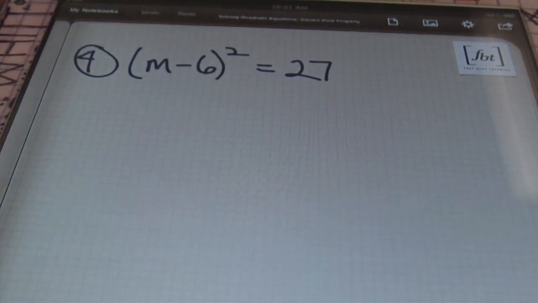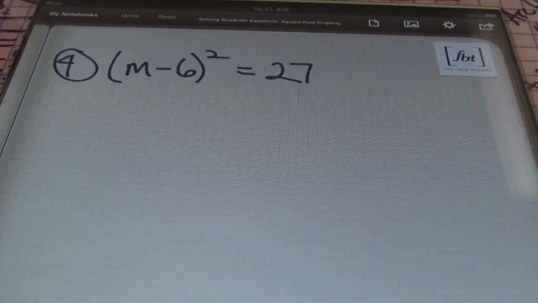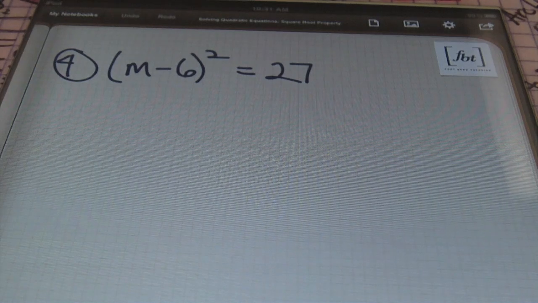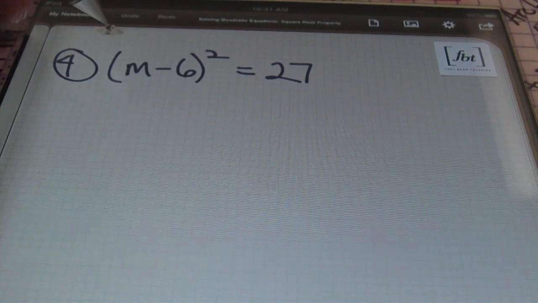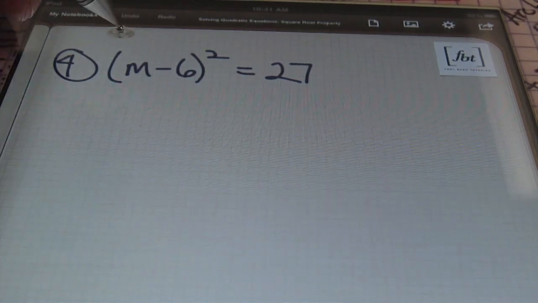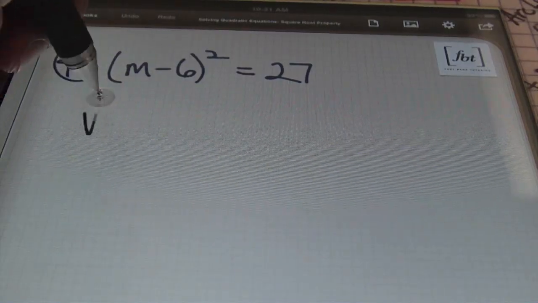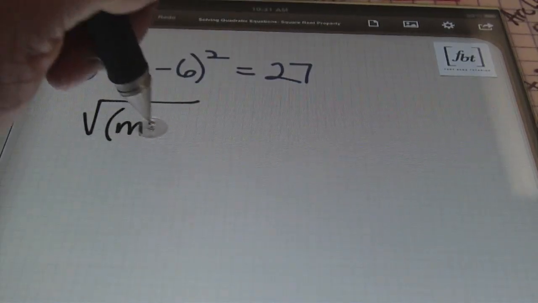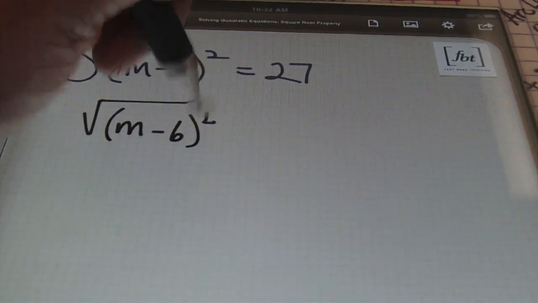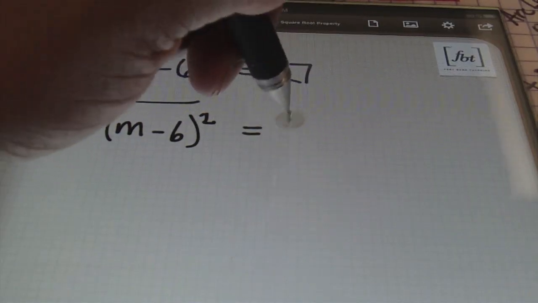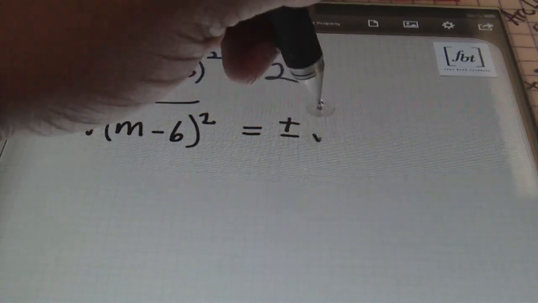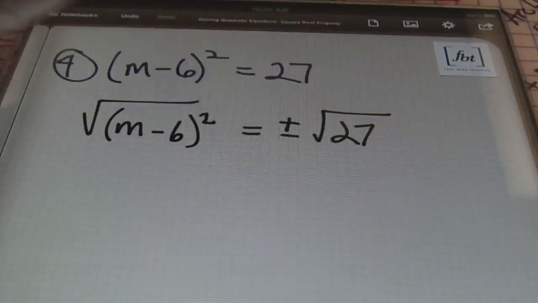Problem number 4, ladies and gentlemen. In problem number 4, I have the quantity of m minus 6 squared equals 27. So once again, I want that binomial that's being squared isolated on one side of the equal sign, and it is. So what I'll do in problem number 4 is take the square root of both sides of the equal sign. This is going to be the square root of (m minus 6) squared equals plus or minus, always remember to do your plus or minus symbol, the square root of 27.